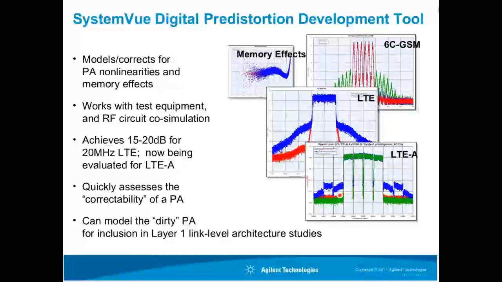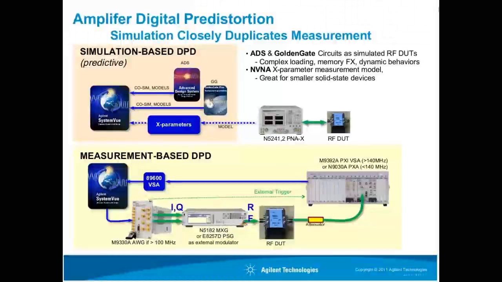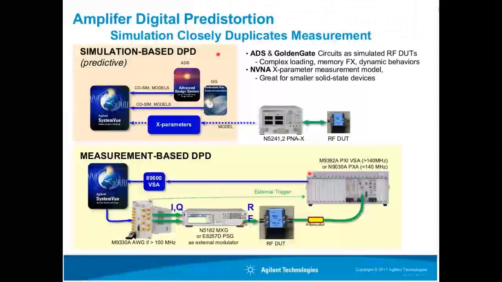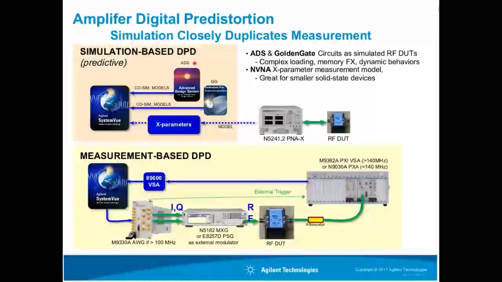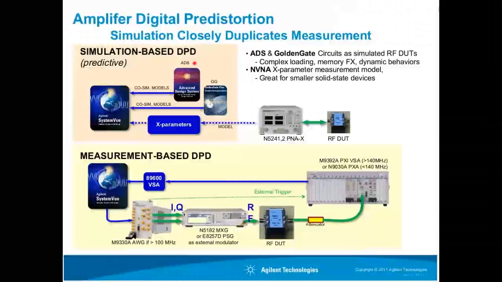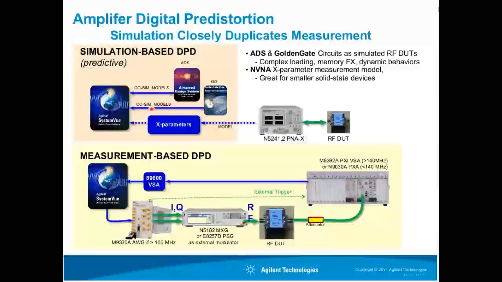So, one more slide here on digital predistortion. The other thing that's nice about this approach is that it closely mimics what you're doing on the bench. Typically in the past, this was done using a full hardware-based approach, but now you can link to hardware with SystemVue, and you can actually do the whole thing within SystemVue by getting models from ADS or GoldenGate and running them directly within SystemVue. And if you have the full characteristics modeled, then you can have a good idea what you're going to face when you get to the bench.